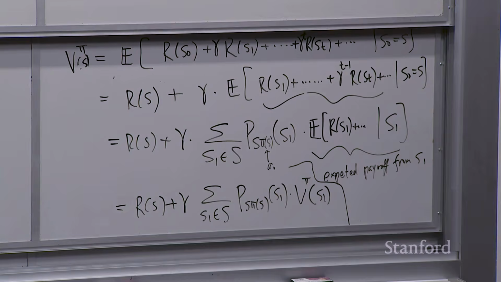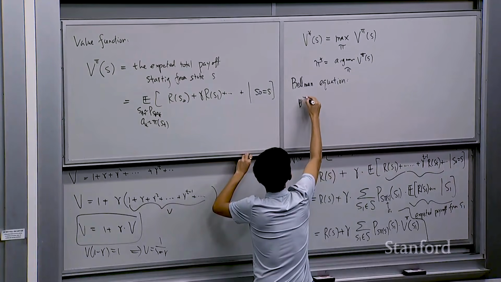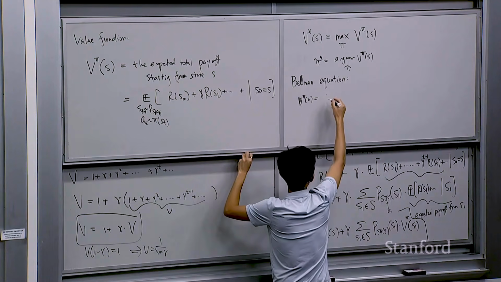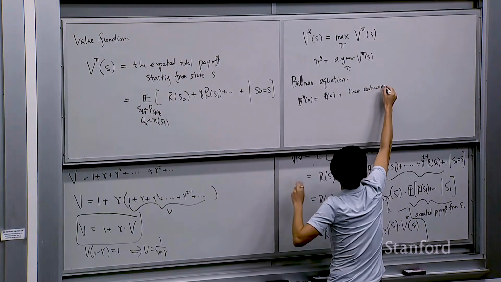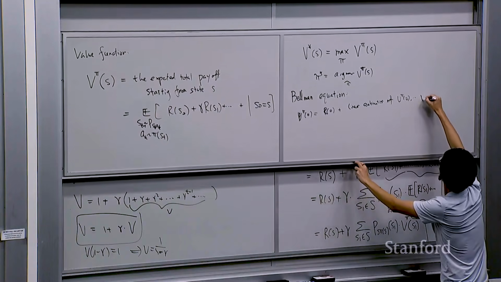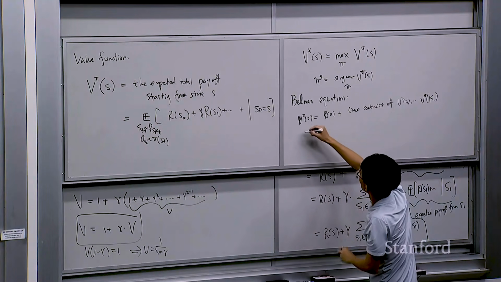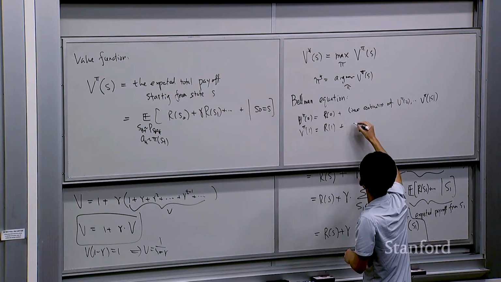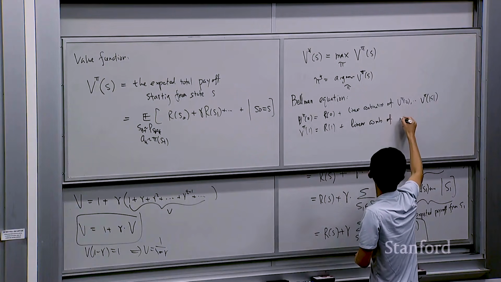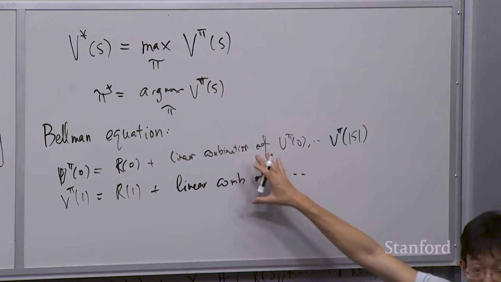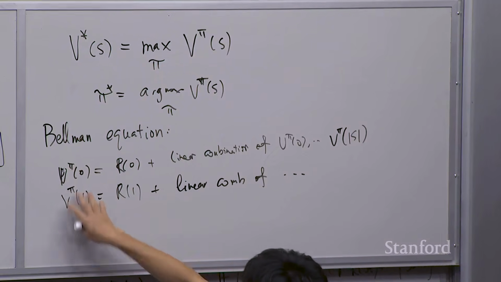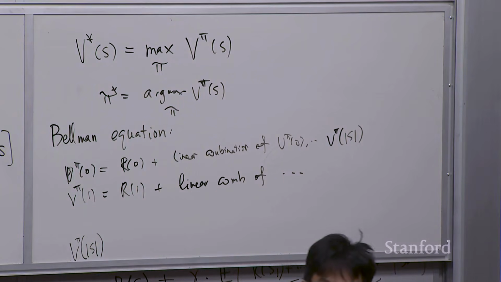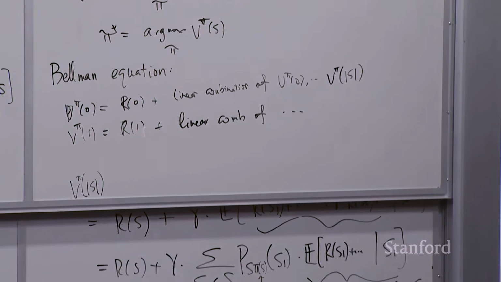If you really brute force it, say V pi 0 is equal to some constant, which is R0, plus a linear combination of all the V pi 0 up to V pi S. And V pi 1 is the same thing, another linear combination. Of course, the linear combination coefficients are different. But eventually you get a set of equations like this. They're all linear functions of this set of variables. Eventually you have so many variables, and then you can solve the linear system of equations by just a linear solver. You can get all these V pi's.